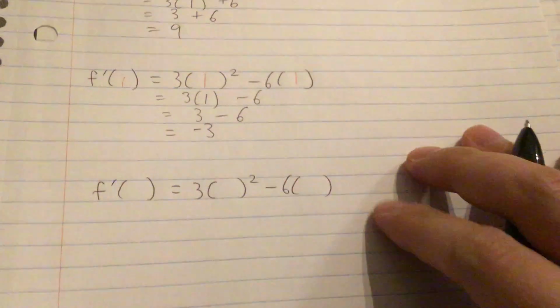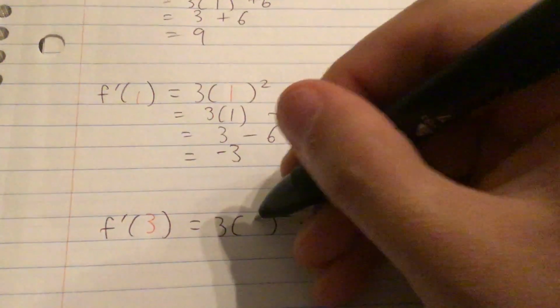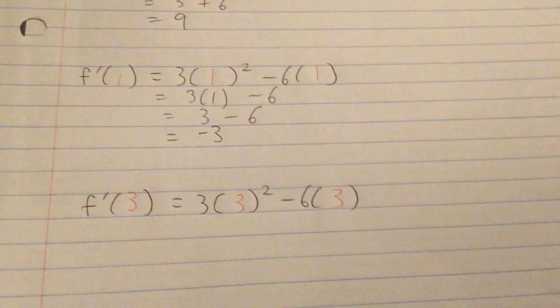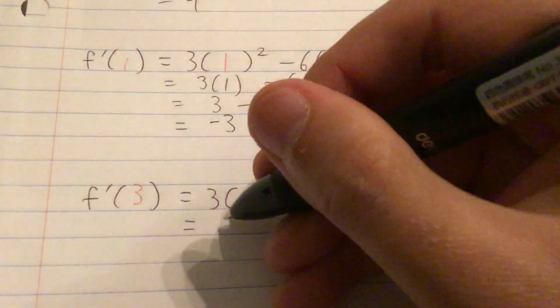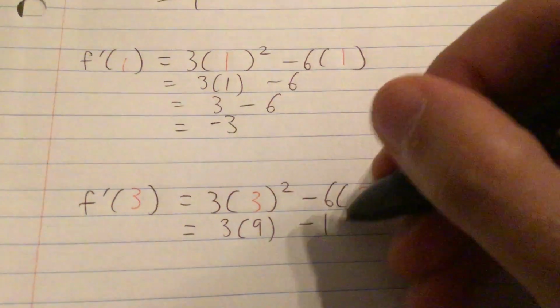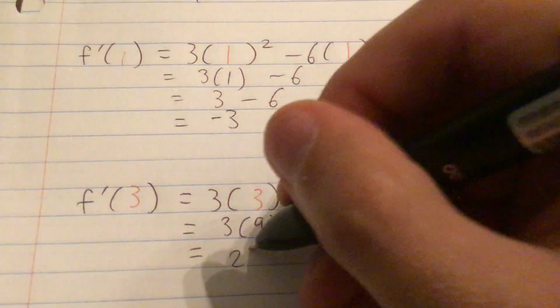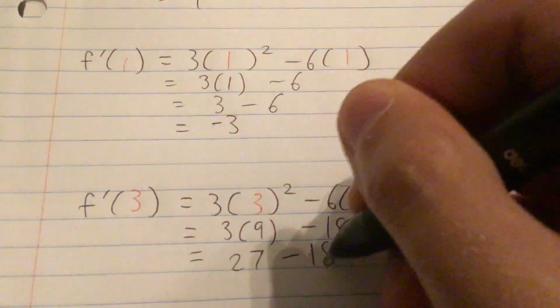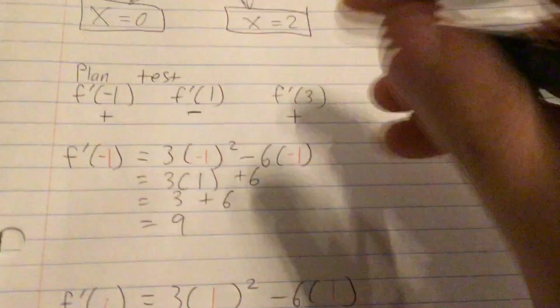Okay, so then I'm going to apply x equals +3, just barely to the right. So now we've got 3 times 3 squared, which would be 3 times 9, minus 18. 3 times 9 is 27, minus 18, and that would be +9. So at x equals 3, it's positive.